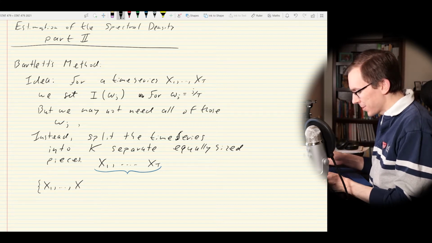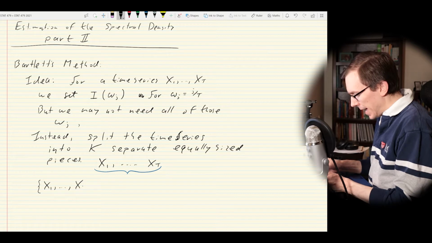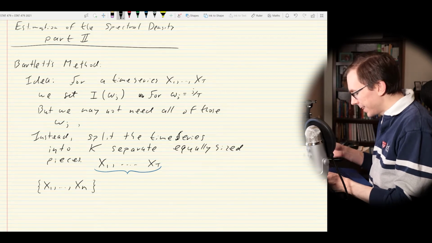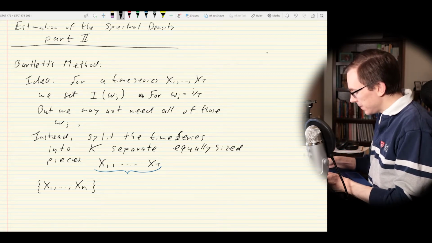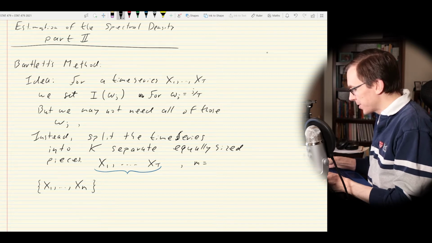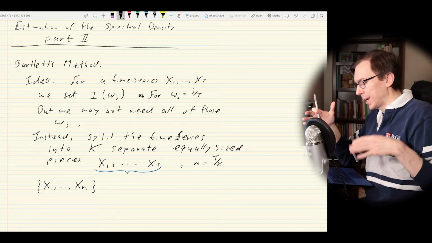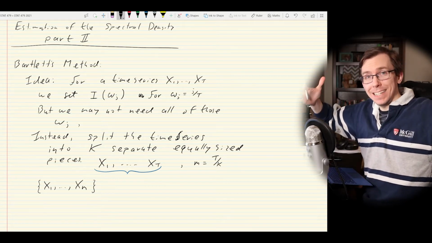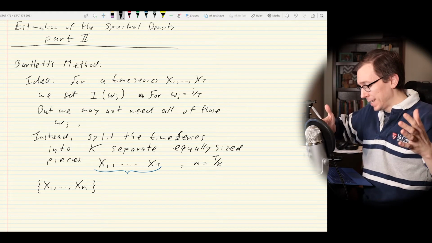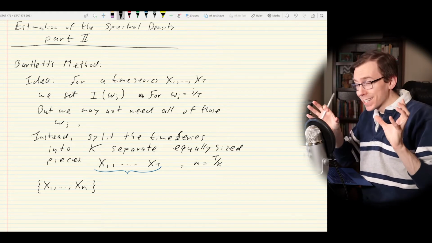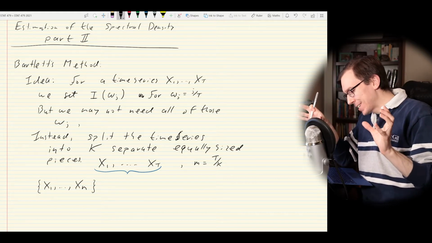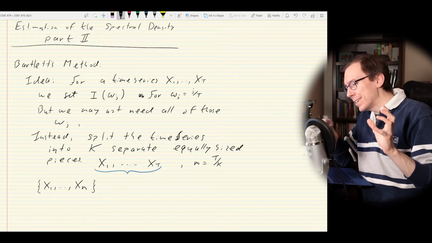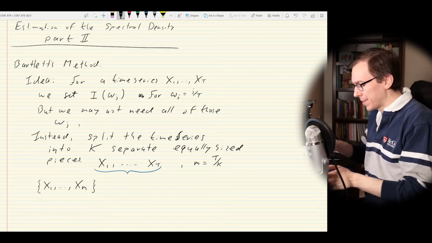Okay, so that notation is wrong. What I wanted to say was x through m. I need another variable in here. We're going to define m to be the length, which is going to be T divided by k. So what I'm doing is taking my big T data points and splitting them into k chunks, and each of those chunks is going to have m observations in it.